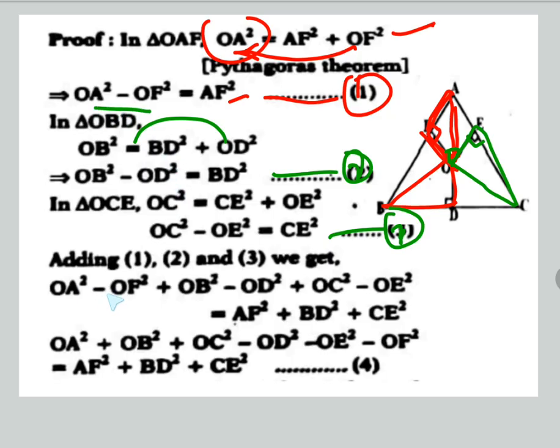Adding these 1, 2, 3, we will get OA square minus OF square, OB square minus OD square, and OC square minus OE square is equal to AF square plus BD square plus CE square. Writing in order: OA square plus OB square plus OC square minus OD square minus OF square minus OE square is equal to AF square plus BD square plus CE square. This is number 4. So our answer is this one.